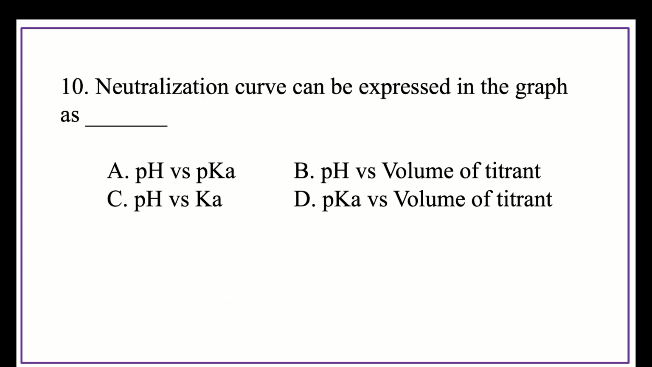A neutralization curve can be expressed in the graph as pH versus pKa, pH versus volume of titrant, pH versus Ka, that is the dissociation constant, or pKa versus volume of the titrant. So we know that it is an acid-base titration and we are measuring the pH of the solution and plotting a graph of pH versus the volume of the titrant added.